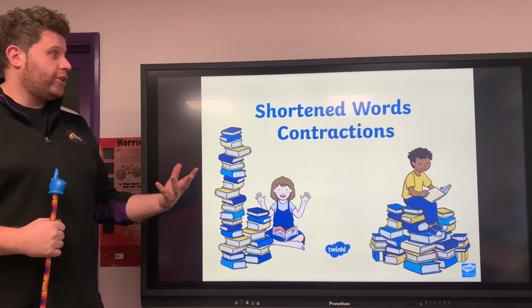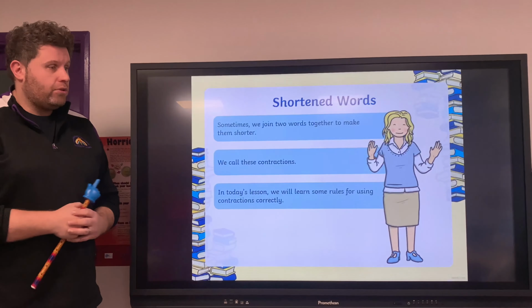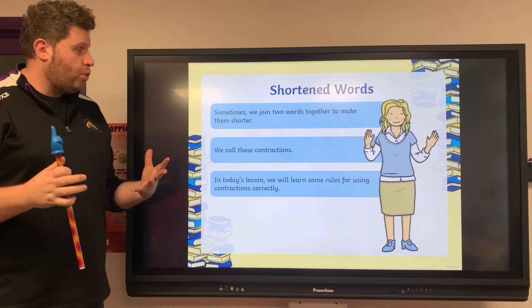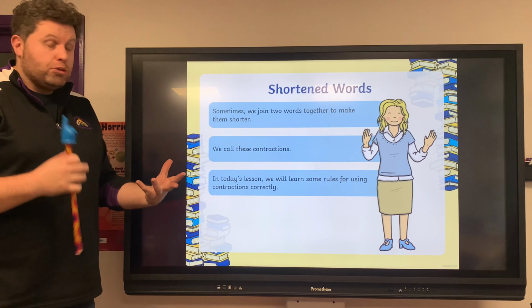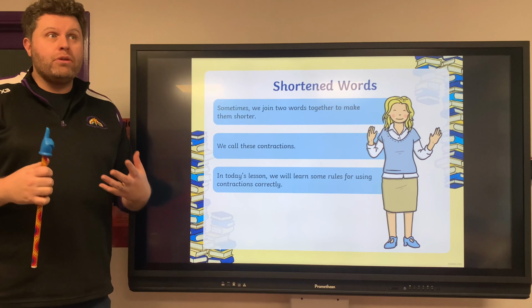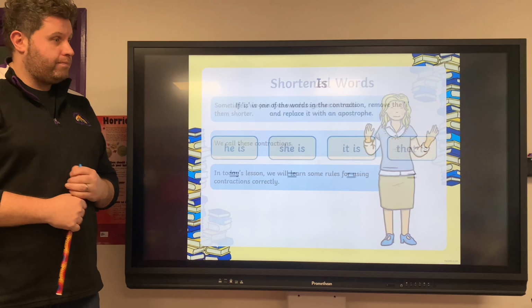Today we're going to be looking at how we shorten words, and we call that contractions. Okay, let's have a look at what we mean by that. Sometimes we join two words together to make them shorter. We call them contractions. In today's lesson we're going to learn the rules for doing that. So I'm going to show you some examples now.